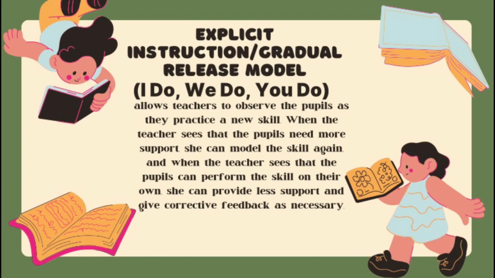But if the pupils are getting better and can do it independently, she can give them more freedom, while still offering feedback and support when needed. Kumbaga, it means the teacher adjusts her teaching based on how the pupils are progressing, starting with full support, then sharing responsibility, and finally letting them work independently.